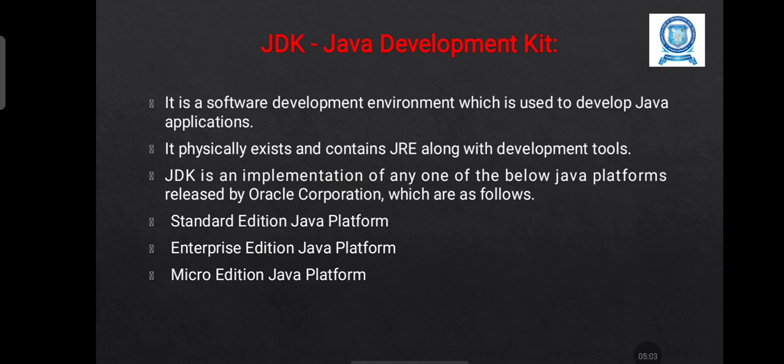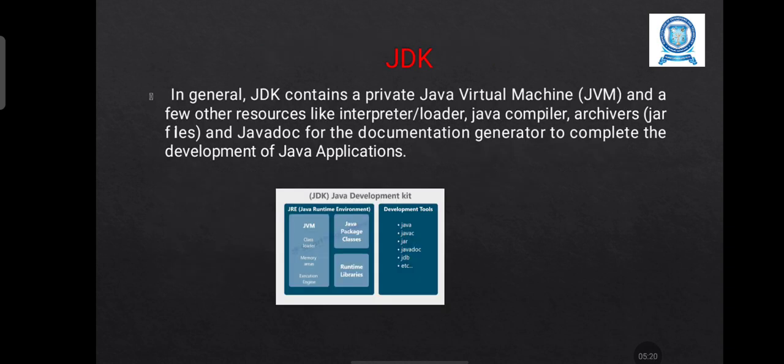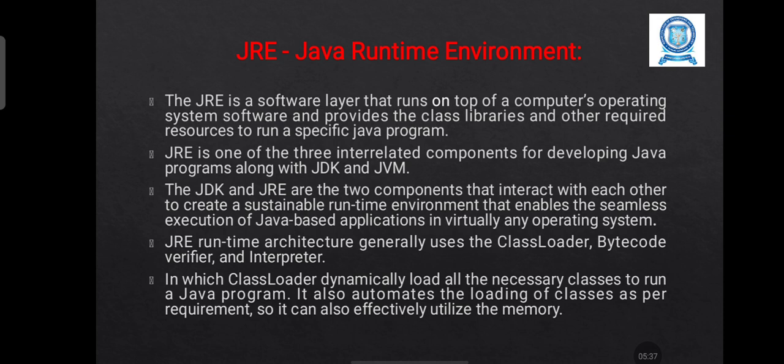And a very important thing is the JDK, Java Development Kit. The Java development environment, the Java Development Kit, is used to develop Java applications. Actually, the JDK contains the Java Virtual Machine and a few other resources like interpreter, loader, compiler, archivers, whatever software tools are used to develop Java applications. All those things will be available in the JDK, Java Development Kit package.